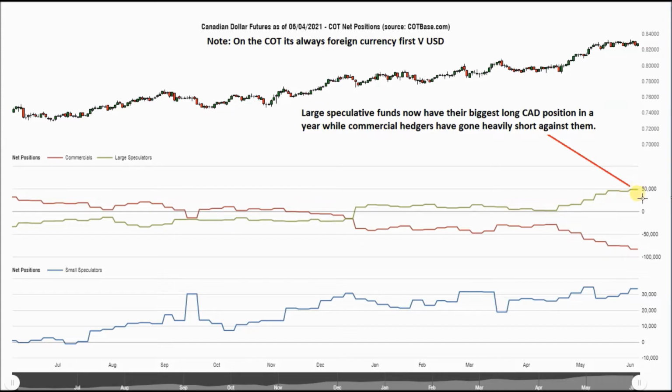The speculators, the big managed money, you can see they've gone heavily long of the CAD. This is the COT, so you've always got the foreign currency first. So we're looking at CAD USD. Obviously, we trade USD CAD, but it's giving us an indication that speculators have really ramped up longs.